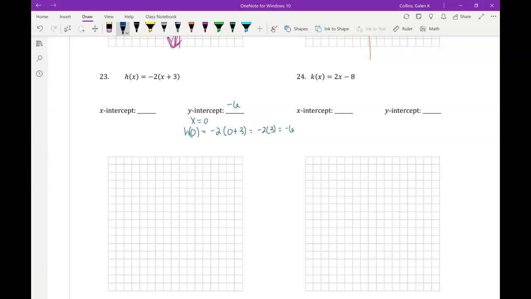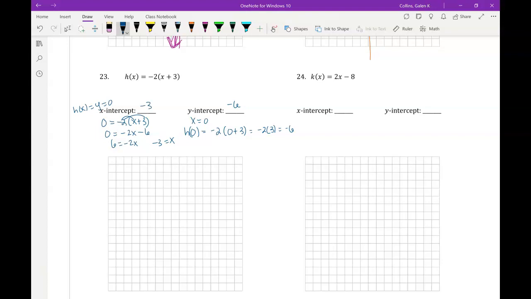And my x-intercept is what I get if I set the equation equal to 0, because that is, again, on the x-axis where y equals 0, and h of x is equal to y. So 0 equals -2 times x plus 3. So you could either divide both sides by -2 here, or you could distribute that multiplication. If you distribute, you would then add 6 to both sides, and then divide both sides by -2. And we would get -3.